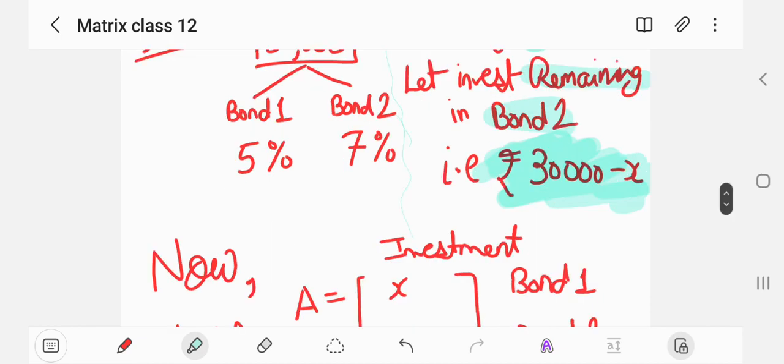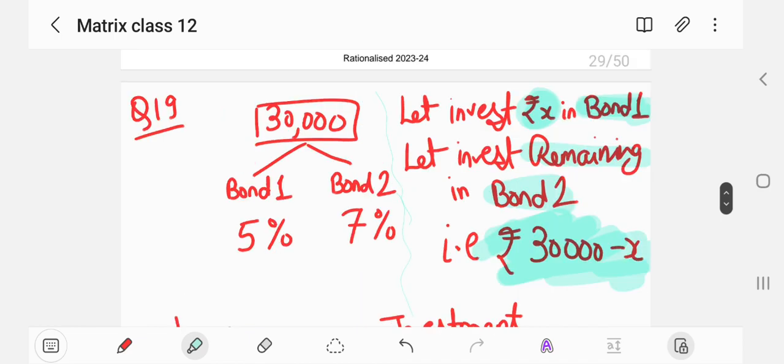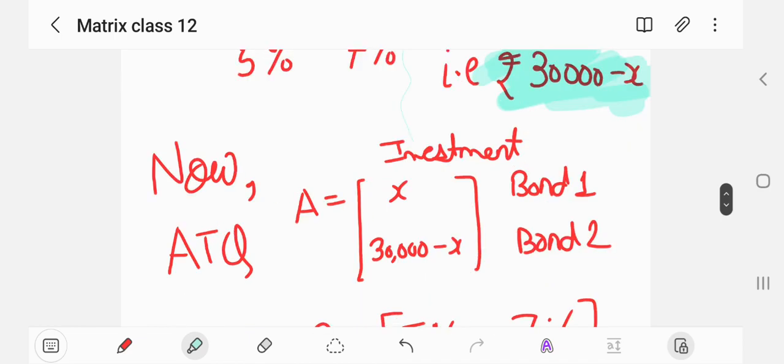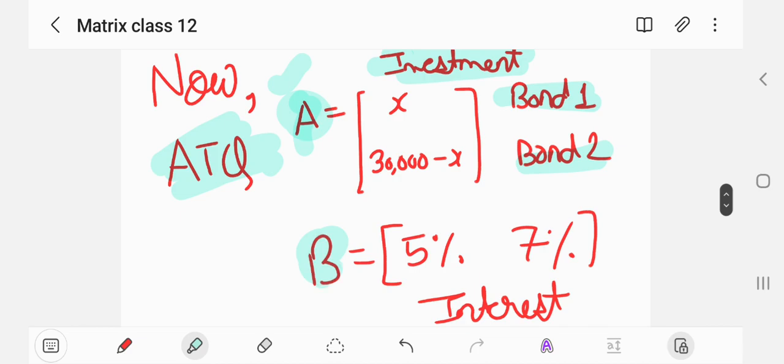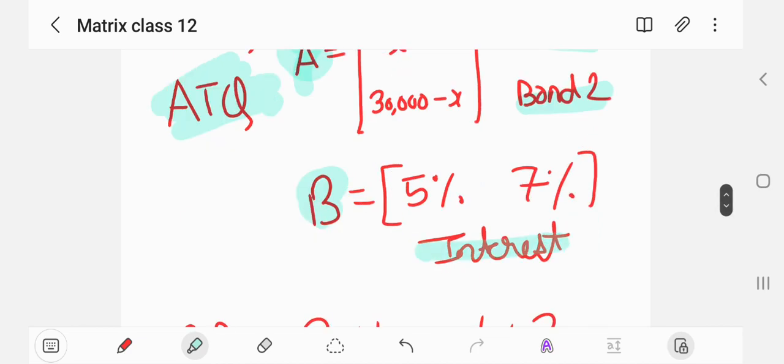Now we have to represent this whole situation in the form of matrices, in accordance with the question. So let's define matrix A, which is of investment. I have defined the A matrix such that I have written the amount invested in bond 1 and bond 2. This is my A matrix. Similarly I can also make a B matrix which is of interest. It respectively shows the interest in bond 1 and the interest in bond 2, right?